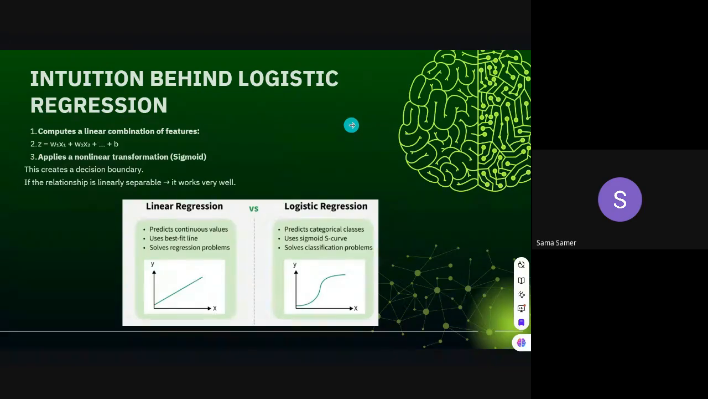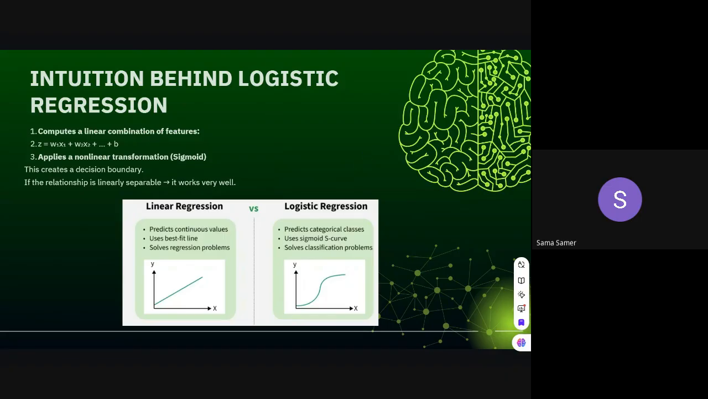Let's see what this is. Z is the output, x1, x2, x3, x4 are our features, or attributes, or our data. W1, W2, W3, and so on are the weights: how important is this feature to us inside our data? And we have b, which is called the bias. After finishing this step, we apply a nonlinear transformation, which is the sigmoid function. It creates a decision boundary.